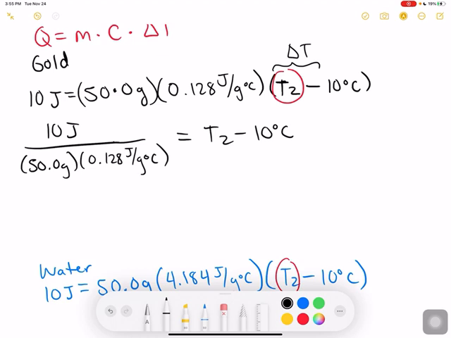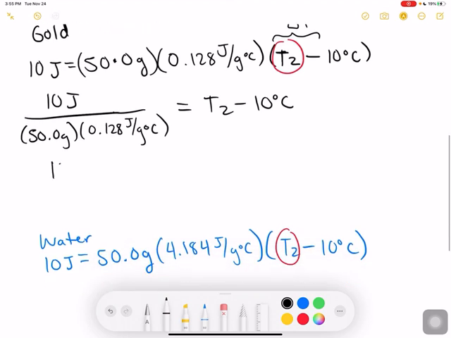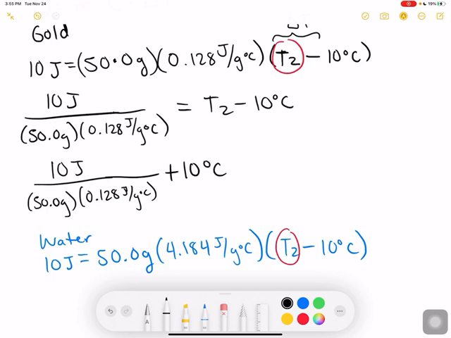Okay, and the last thing that I'm going to do is send this subtracting 10 degrees Celsius to the other side with the opposite operation. So the opposite operation of minus is going to be a plus. So this is going to end up looking like 10 joules divided by 50.0 grams, and also divided by 0.128 joules. And to all of this, I am going to add my 10 degrees Celsius, and that is going to be the result, the final temperature of gold.